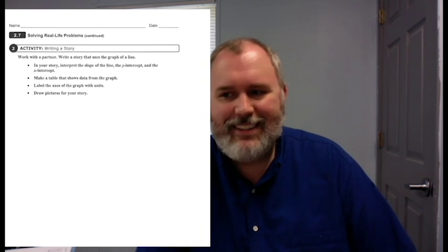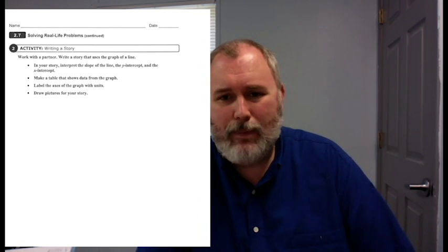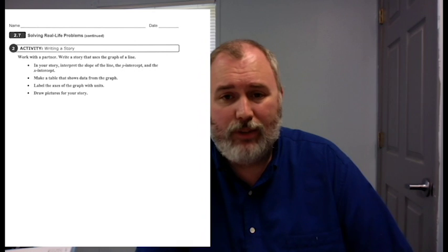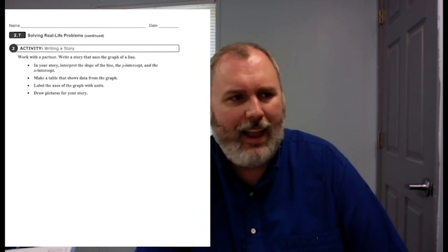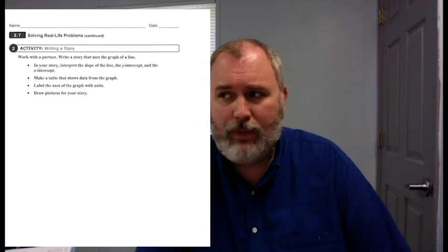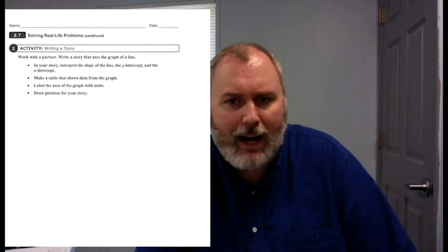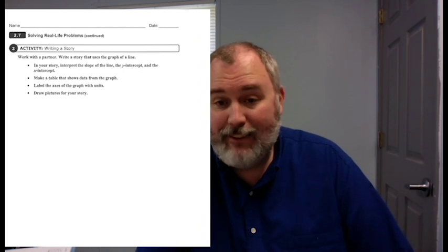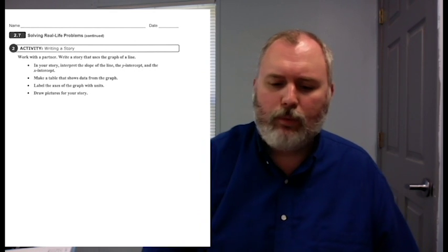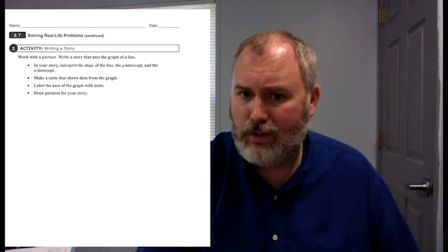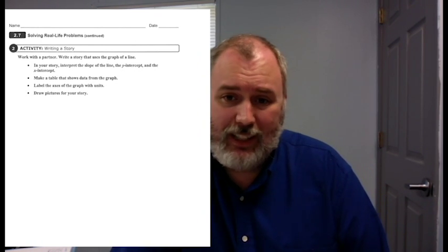Next, you need to make a table that shows data from the graph. Also, you need to label the axis of the graph with units. So don't just say, here's a bunch of numbers, but tell me that these numbers represent something. Does it represent money? Does it represent time? And lastly, give me some pictures for your story. Just give me something that represents what this story is about. So that's what this project is.